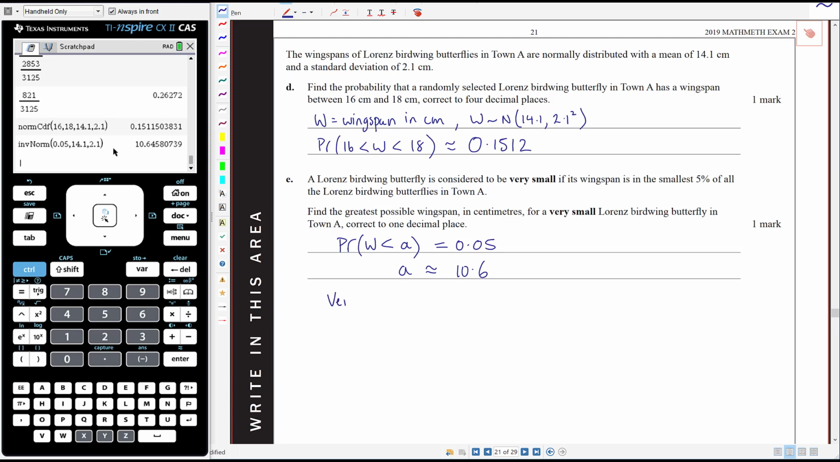So very small butterflies have wingspan less than or equal to 10.6 centimetres.